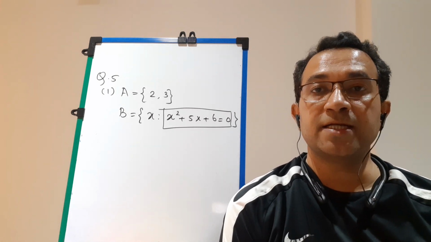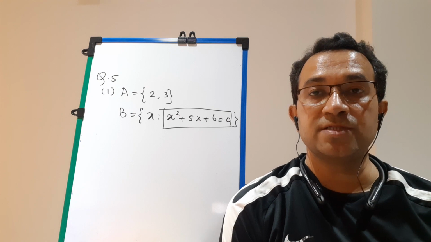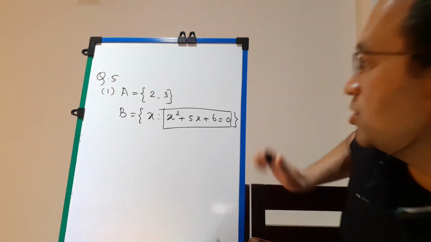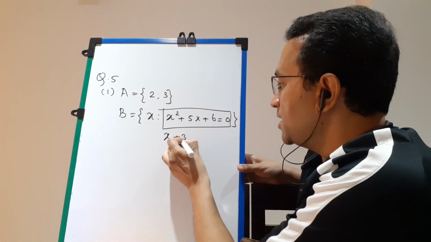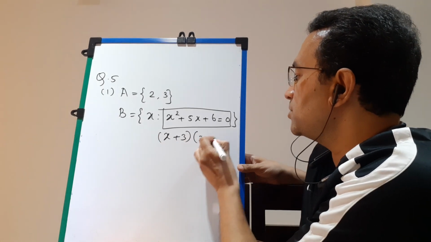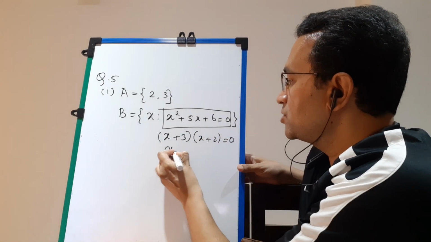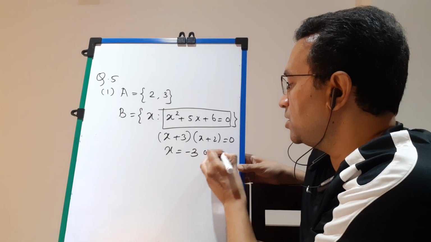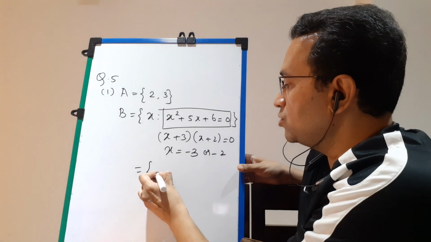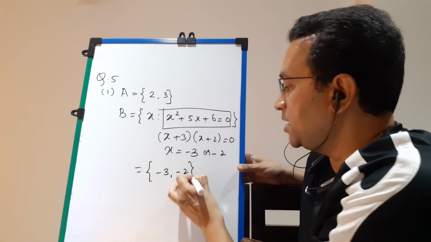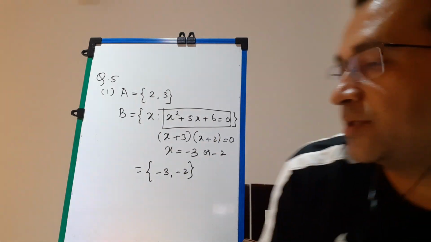Now here we can factorize 6 to get 5. 3 twos are 6 and 3 plus 2 is 5. Students, so definitely I can write the factors as x plus 3 and x plus 2 is equal to 0. So x is equal to minus 3 or minus 2. So students, the elements of set B are minus 2 and minus 3.